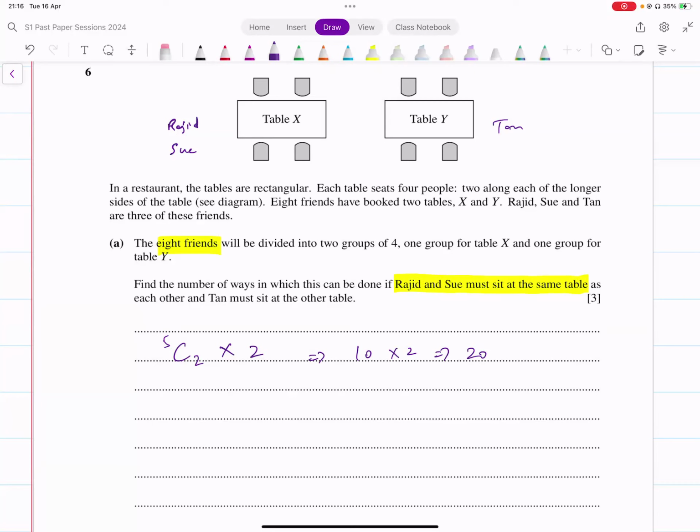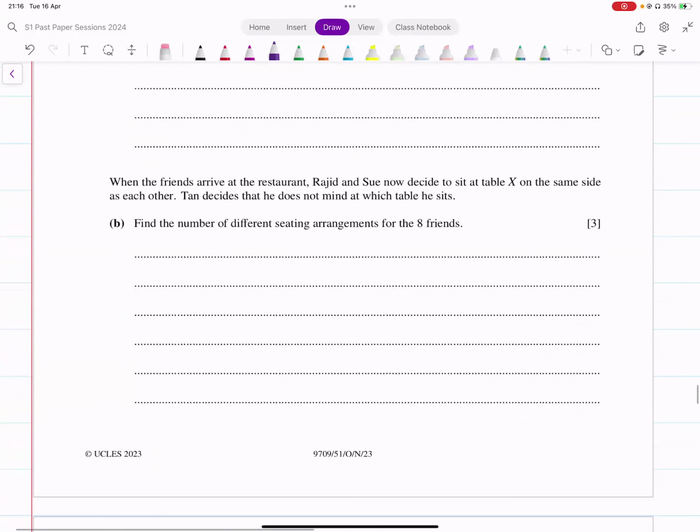Does that make sense? Remember, we're not arranging them. So we're not arranging them in these seats yet. We're just splitting them in those 2 tables, dividing them into those 2 groups. Okay, let's move on. Question number 6 part B.